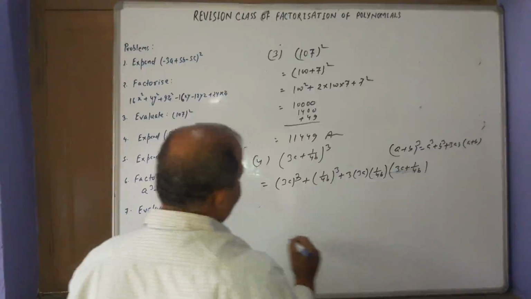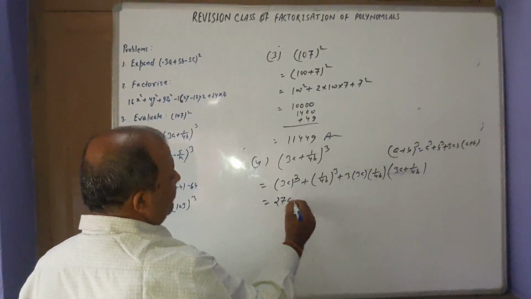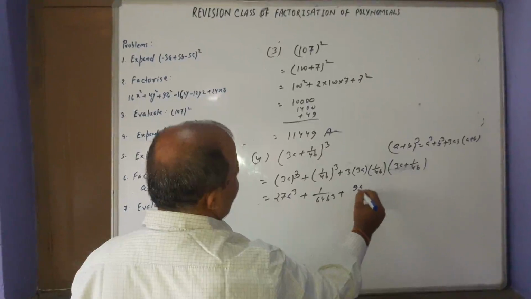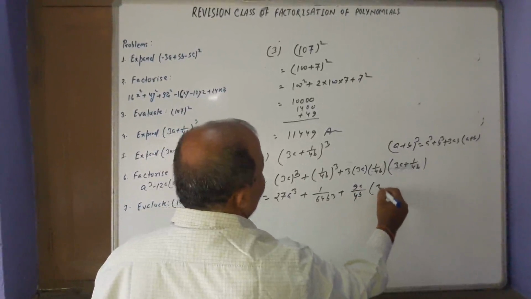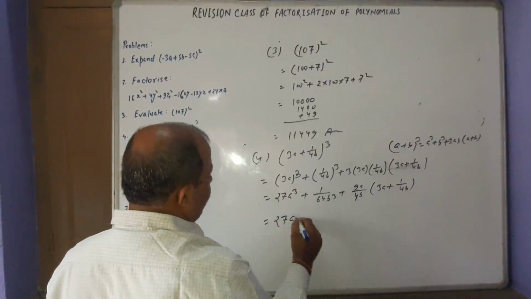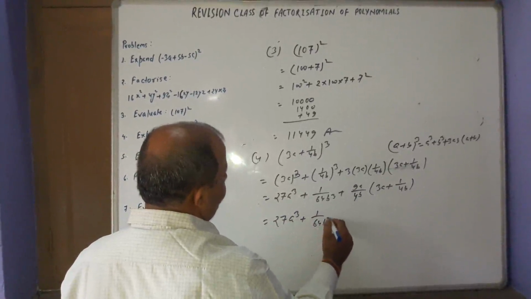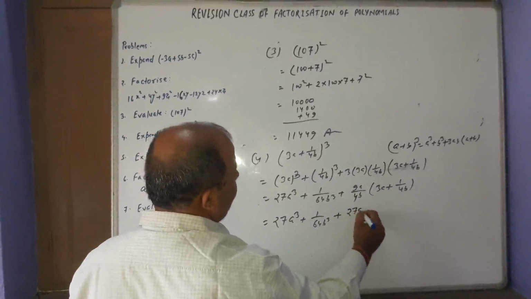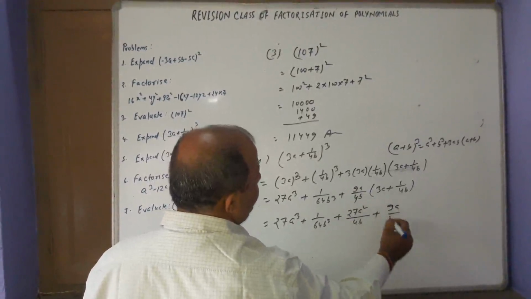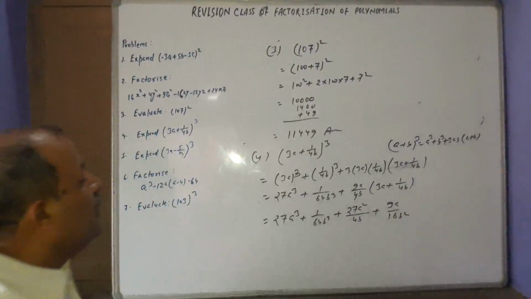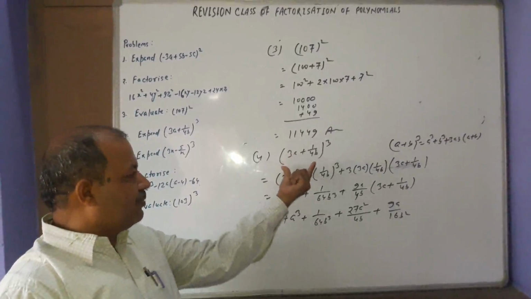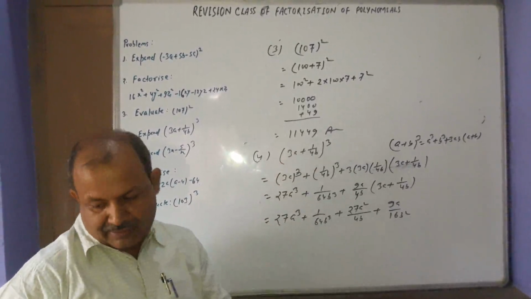3 3s are 9, 3 9s are 27a cube, 1 by 64b cube, plus 3 3s are 9a by 4b into (3a plus 1 by 4b). This will give 27a cube, 1 by 64b cube, 9 3s are 27a square by 4b, 9a by 4 4s are 16b square. This is the expansion of this expression. We have expanded this to get this expression. Okay?